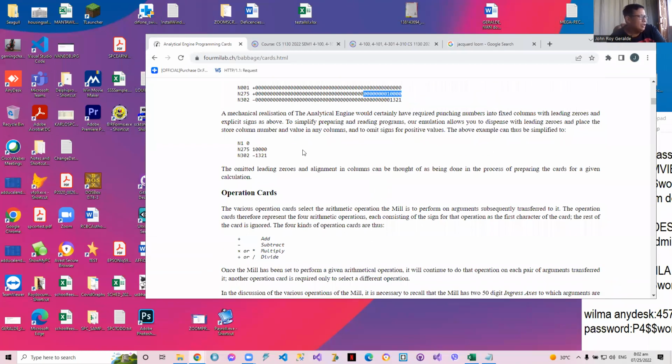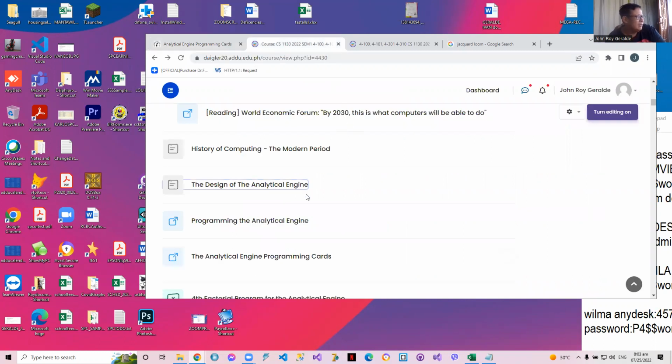Okay, so this is a simple program which stores 3 variables. The first variable is N1, the second variable is N275, and the third variable is N302. Like variables in C# or C++, where you use letters or names to give logical names to your variables, in the analytical engine, variables are named N1, N0, N2, like that. Do you follow?